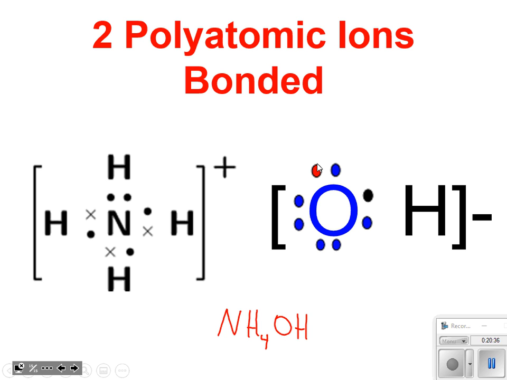Most of the polyatomic ions end in either ATE or ITE. We talked about that NO3 1 minus. That is nitrate, the ATE ending.